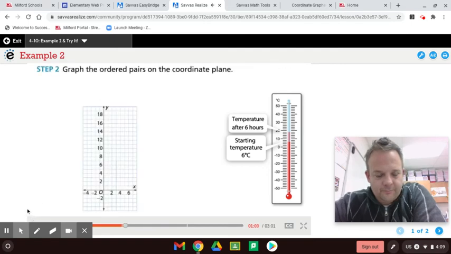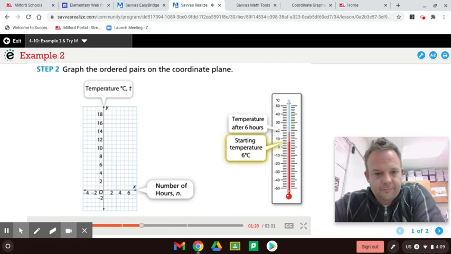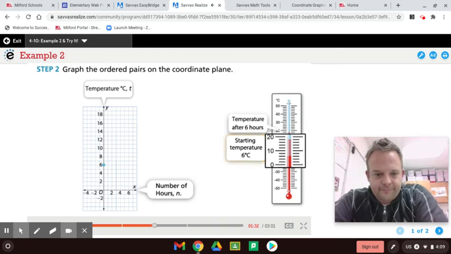Another way to represent the problem is to graph ordered pairs on the coordinate plane. Plot the number of hours, n, on the x-axis. Plot temperature in degrees Celsius, T, on the y-axis. Show the starting temperature of 6 degrees Celsius by plotting a point at the coordinates 0, 6. The temperature increased 2 degrees Celsius each hour. As the x-coordinate increases by 1, the y-coordinate increases by 2. Each point on the graph corresponds to one of the rows of the table in step 1.